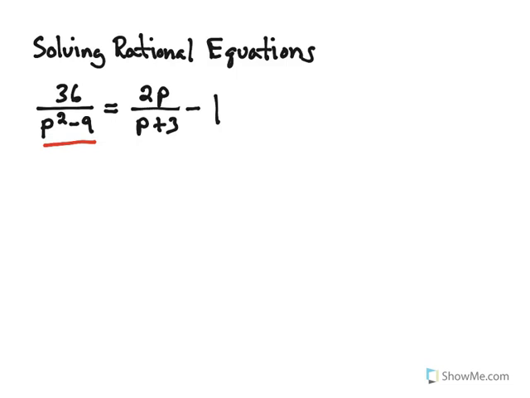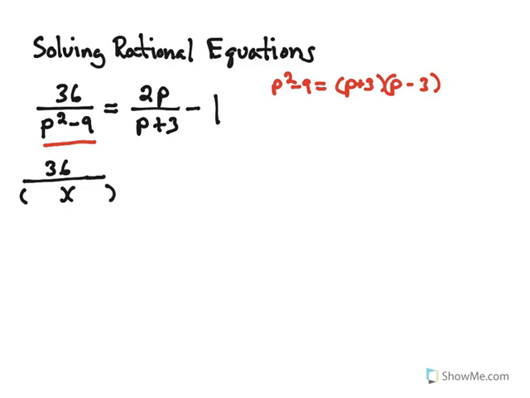So if you look at p squared minus 9, don't forget that's the difference of two perfect squares. p times p gives me p squared, and 3 times 3 gives me the 9, and one is positive, the other one is negative. So I am going to replace that denominator with those two factors.